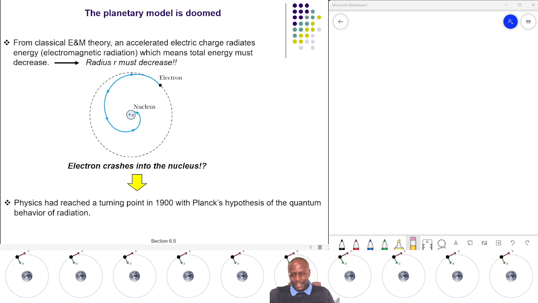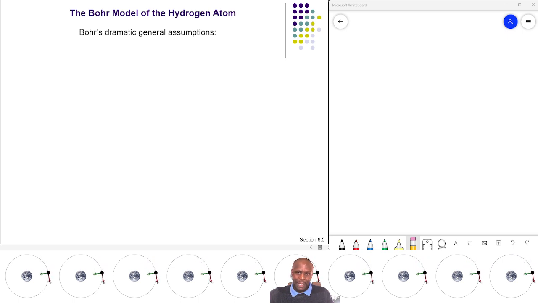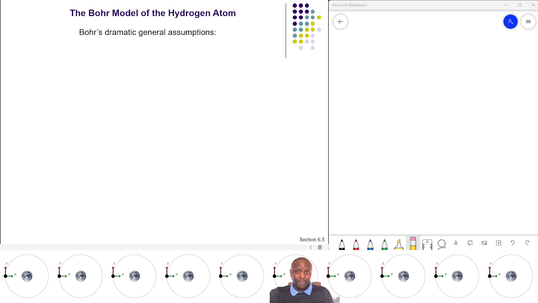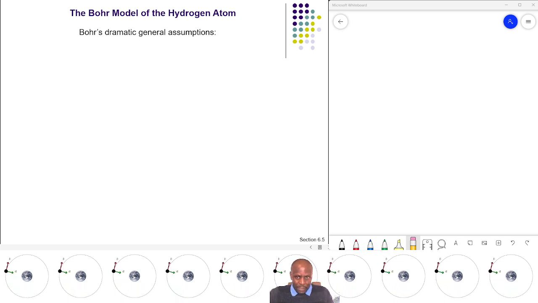However, physics had reached a turning point in the early 19th century with Planck's hypothesis of the quantum behavior of radiation. Now, the Bohr model of a hydrogen atom, for an example. We are dealing with a hydrogen atom because this is just the simplest element that we can deal with, because it's got only one electron.